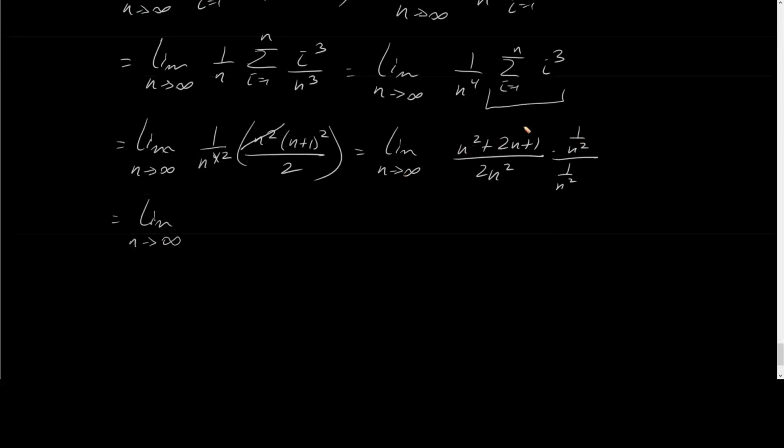Distribute this 1 over n squared into each of these. 1 plus 2 over n plus 1 over n squared over 2. And as n goes to infinity, this piece goes to 0, that piece goes to 0. So overall here, I end up with 1/2. Wait, hold on a second. I made a mistake here.